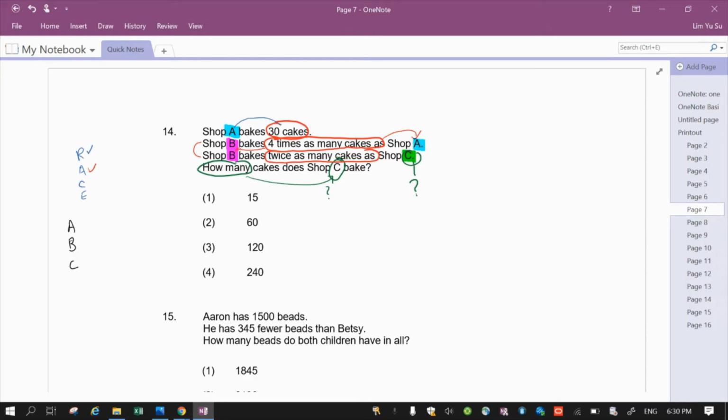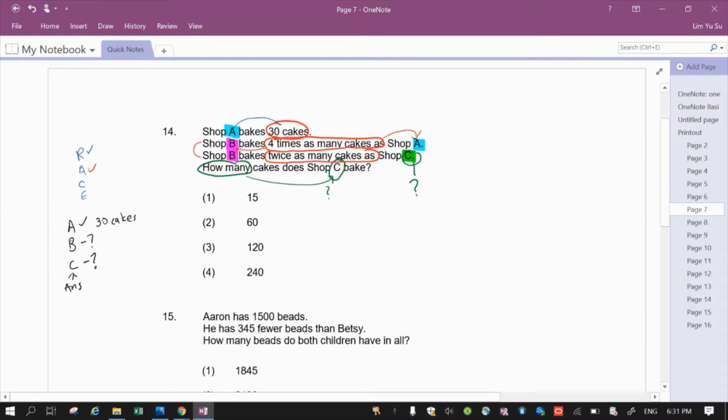So A, do I know? Yes, I do have A. I have that as 30 cakes. So I know A. Is it the smallest number or the biggest number? I'm not very sure. Go on to the next one. Do I know B? No, actually, I don't know B. And I also don't know C. And C is the one that I'm supposed to answer. Right? So I know that's the B that's missing.